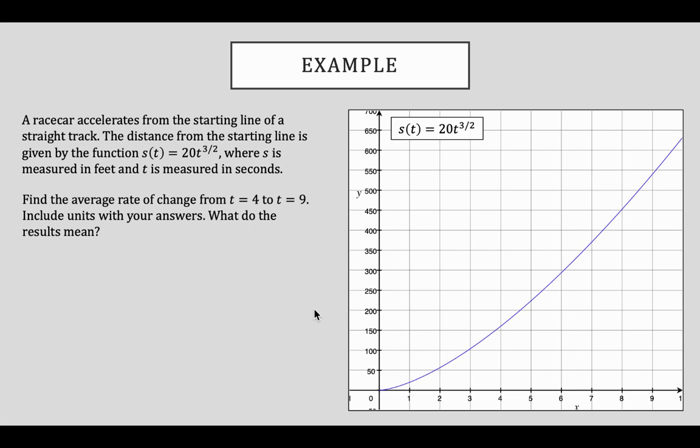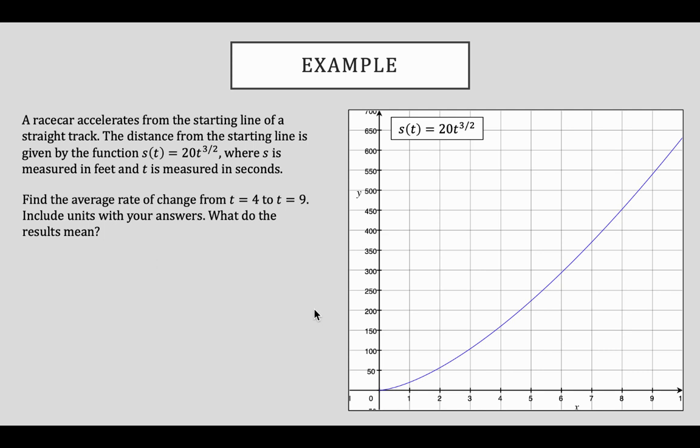Let's take a look at an applied problem here. A race car accelerates from the starting line of a straight track. The distance from the starting line is given by the function s of t is equal to 20t to the 3 halves, where s is measured in feet and t is measured in seconds. Find the average rate of change from t equals 4 to t equals 9. Include units with your answer. What do the results mean?